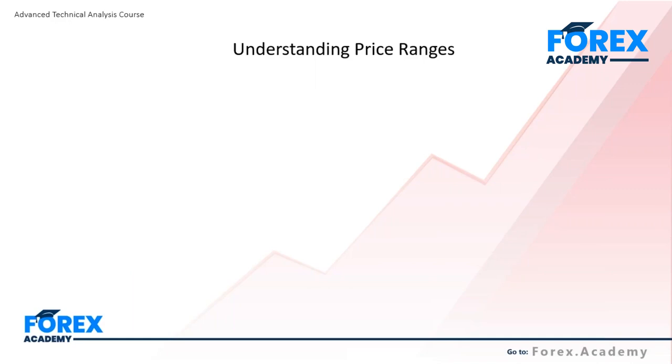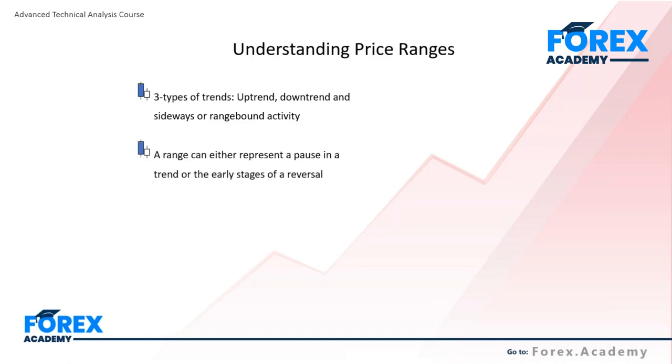So let's begin our discussion with a look at price ranges. Now, you will recall from an earlier webinar that there are three types of trends. Markets are either moving upwards in an uptrend, downwards in a downtrend, but they can be moving sideways or within a range-bound outlook. That is also a trend. So we have uptrends, downtrends, and sideways trends when we talk about trends.